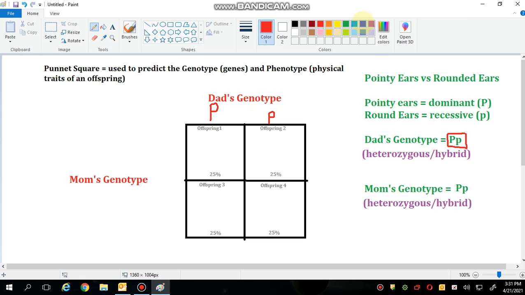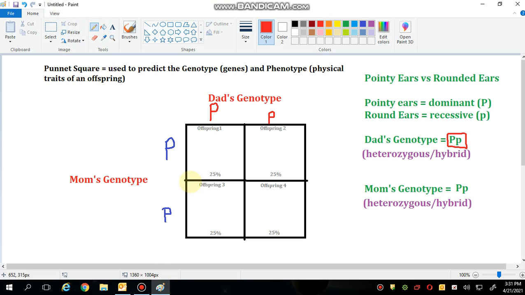Now let's look at mom's genotype. Mom is also capital P, lowercase p. So I'll put capital P over here for mom's side and lowercase p here for mom's side. Okay? That's supposed to be lowercase p, so let's not get confused here. Alright? Now that we've done that, we are now going to crisscross, mix and match the genes between mom and dad. Remember, you get one gene from mom, one gene from dad.